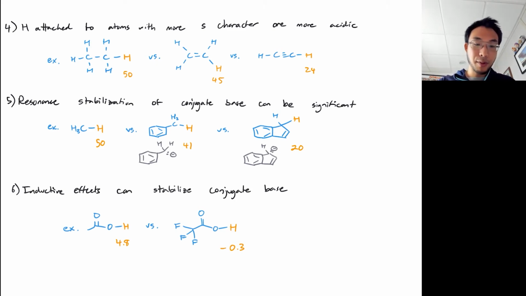And so the inductive effect can be significantly stabilizing as well. If we compare acetic acid to trifluoroacetic acid, we see a 5 pKa unit change, so a 10 to the 5th difference in acidity. This is because the conjugate base of trifluoroacetic acid has a negative charge in a lone pair on the oxygen, but that's stabilized by the electron withdrawing nature of these fluorines here that is missing in acetic acid. So we have a much stronger acid because the conjugate base is more stable in trifluoroacetic acid.